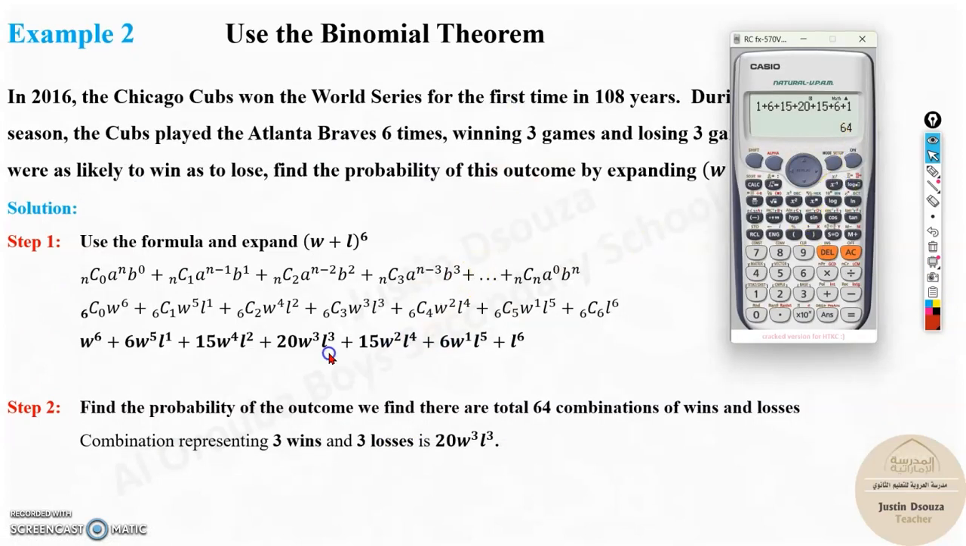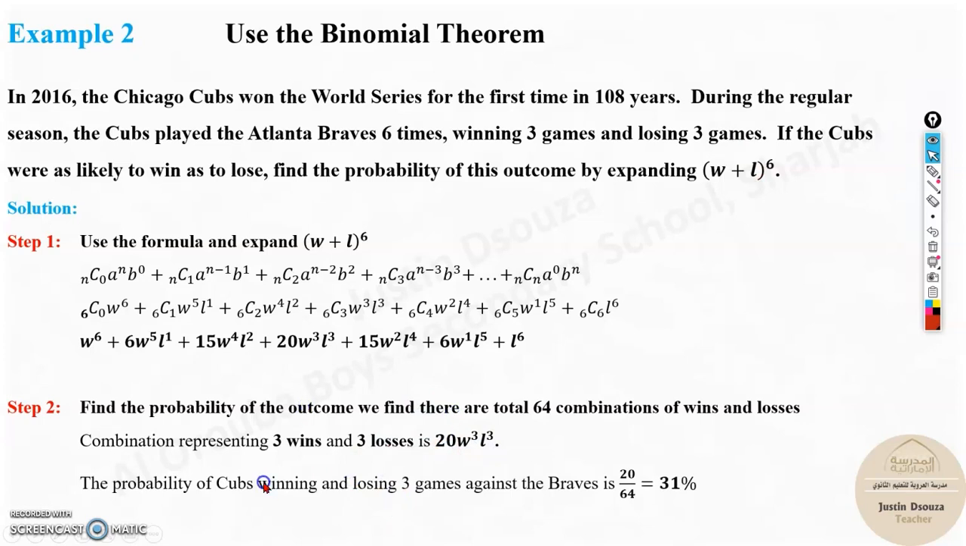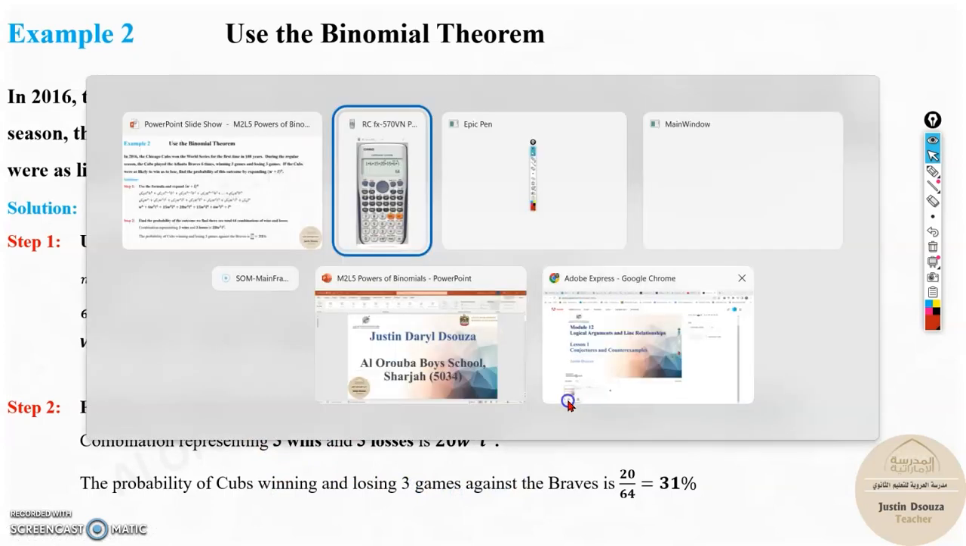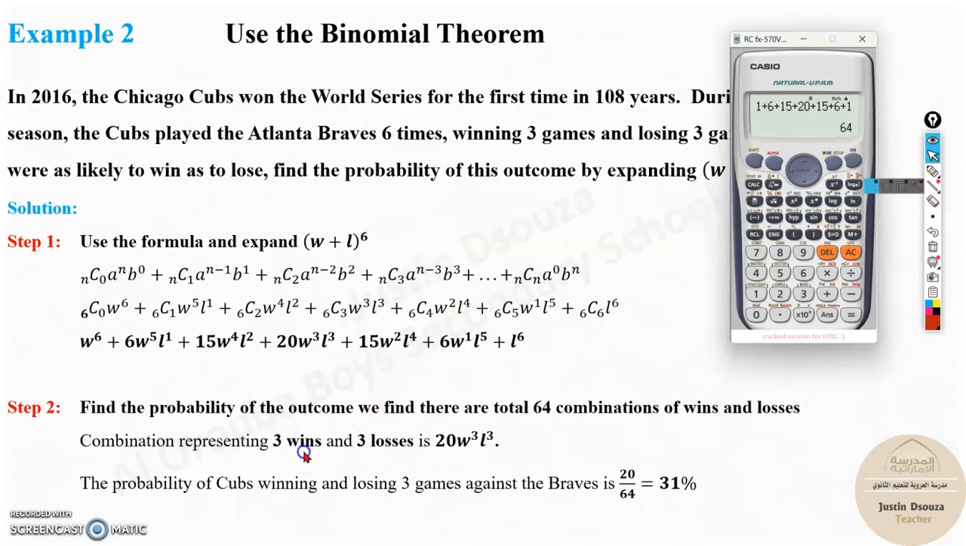But the probability that 3 games are won, see over here they have asked for 3 games winning and losing, is 20. The combination representing it is this one. So the probability of the Cubs winning and losing 3 games against the Atlanta Braves will be, how much is that?